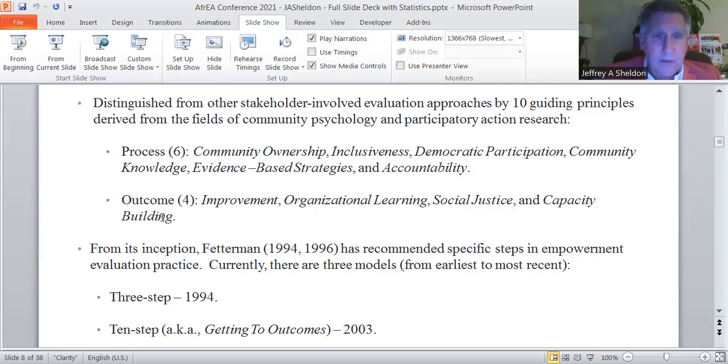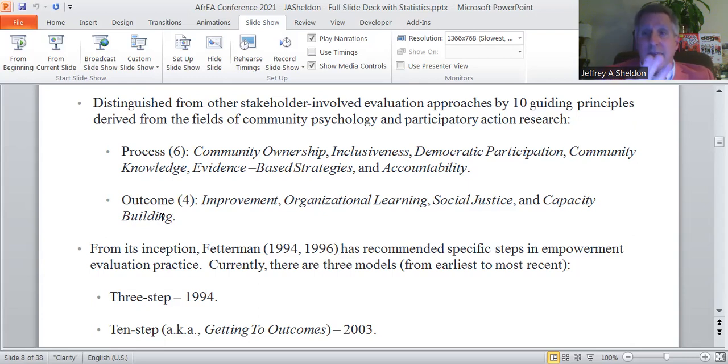So there are 6 process principles, and those are community ownership. Remember, we talked about this being a community of practice. Well, this group of people who are taking part in the empowerment evaluation have a sense of ownership over the evaluation. The next one is inclusiveness, where everyone who wants to be part of the evaluation is taking part in it. Democratic participation: everyone has a say in how the evaluation is taking place.